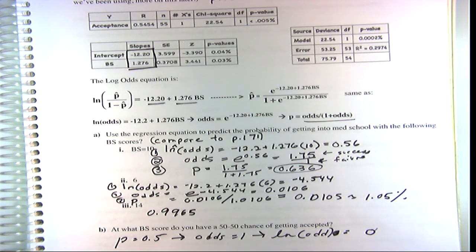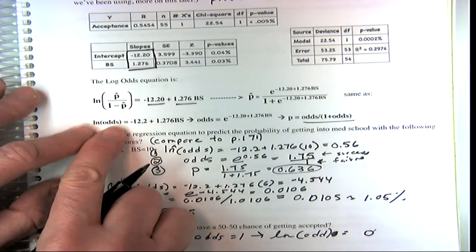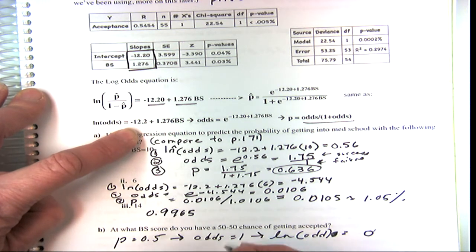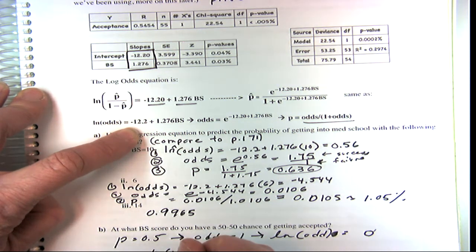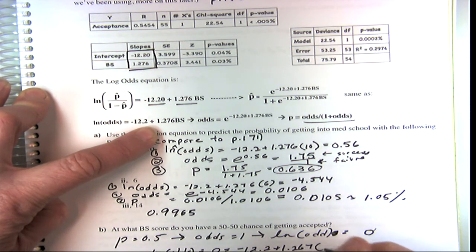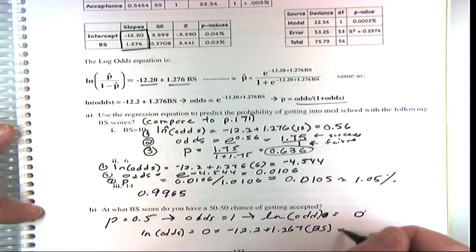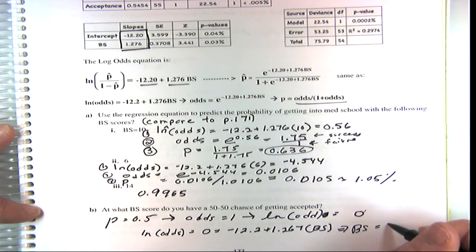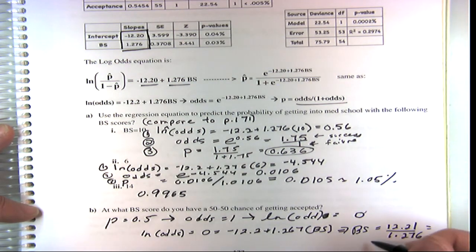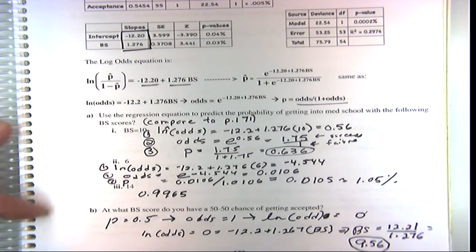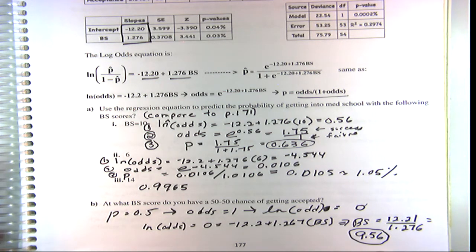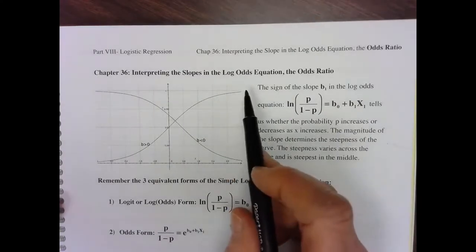All right, so that's what we have. And so how are we going to do this? We know the log odds is 0. So now if we know that's 0, we can solve for the biological science score, right? So we can just say the log odds is equal to 0, which is equal to negative 12.2 plus 1.276 times the biological science score. So that means that the biological science score is what? 12.2 over 1.276, which is 9.56. Okay. Any questions on that?